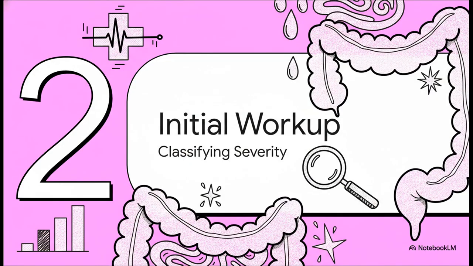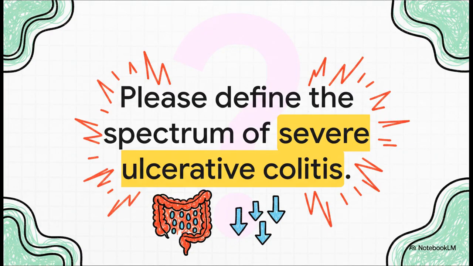Good. You've kicked off the resuscitation. Now let's really sharpen this diagnosis. You've correctly identified that this patient is severely unwell, but I want you to be more precise. We need to accurately classify the severity of her condition. So, before we dig into this patient's specific workup, I want you to define the entire spectrum of severe ulcerative colitis for me. Tell me the framework you're using to classify just how sick these patients can get.